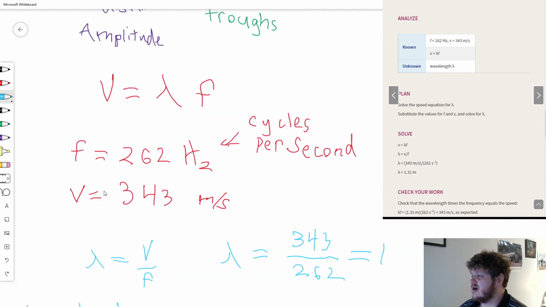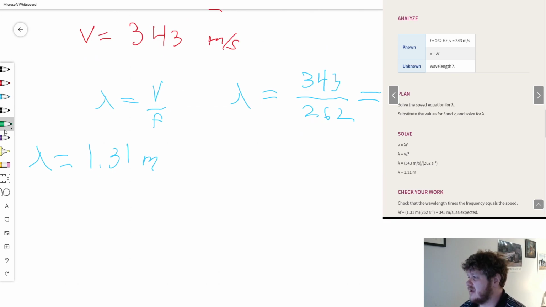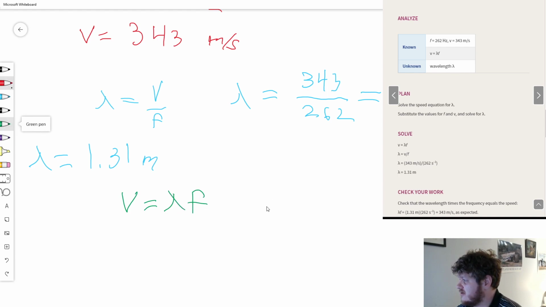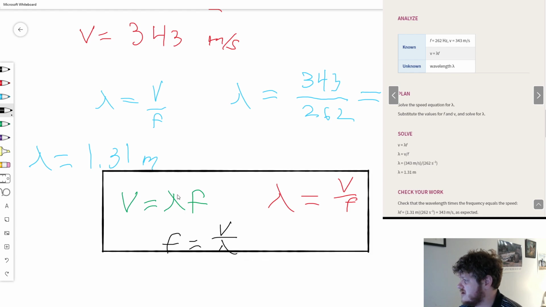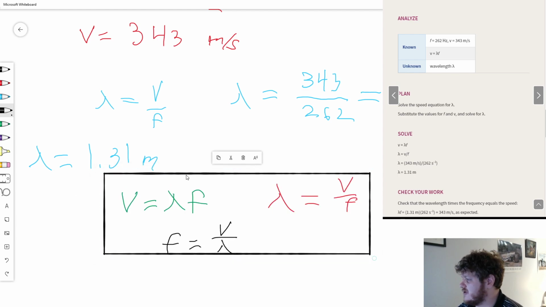So basically, in these problems, you're going to have to rearrange your equation, which is v equals lambda f. There are three forms of it, which I'll write right now to make it easier. We have our original form, v equals lambda f. Then we have our solve for lambda, which is our wavelength, equals v over f. And lastly, we have our frequency form. If we're trying to find what pitch a note is, we could have f equals v over lambda. So these are our three forms of the equation, and that's the idea for today.